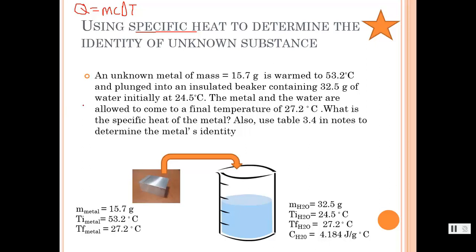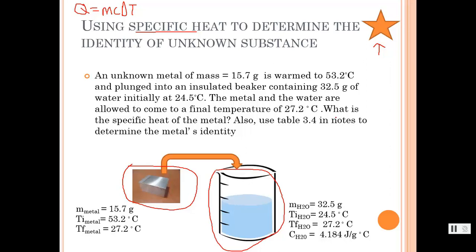In this example, we're going to use specific heat to determine the identity of an unknown substance, but we're going to do that via an experiment that involves 2 different substances, one being the unknown metal and the other being water. So this problem, I think, is a great problem that illustrates this concept of heat. I have a star by it, so that means it's going to be important for you to be able to do a problem like this for the unit exam.